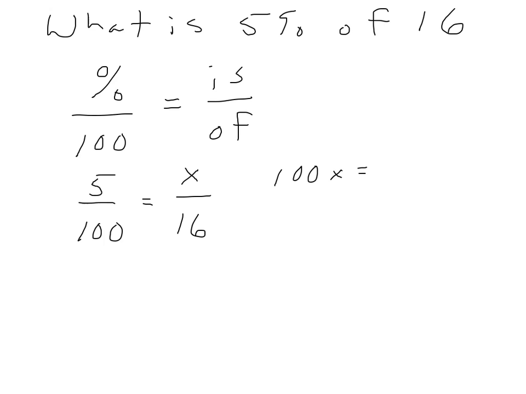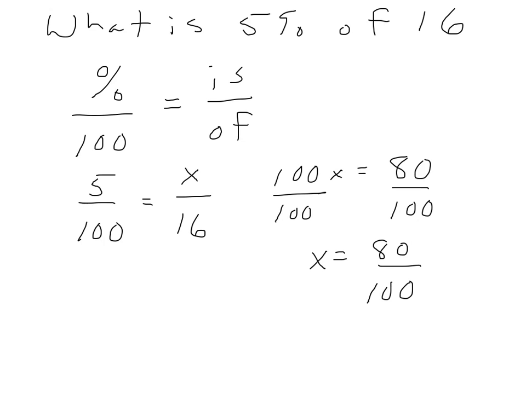100x equals 5 times 16, so that's 50 plus 30, 80. Divide each side by 100, and x equals 80 over 100. So let's reduce that. There's a 0 at the end of both of those numbers, so I'll just get rid of those right off. 8 over 10, that reduces to 4 over 5. So 4/5 is 5% of 16.